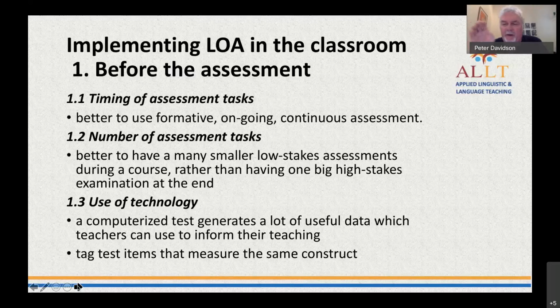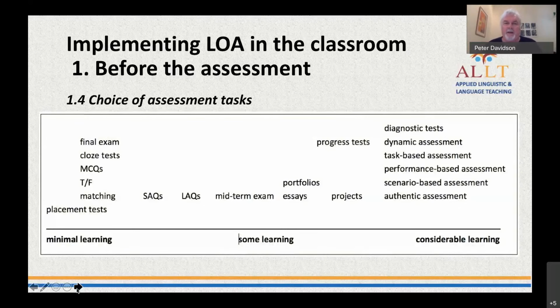So the students might have got 90% in the test, but they got all the questions on present perfect incorrect. So there's a lot of useful information that a computerized test can tell us. The choice of assessment task is also relevant. Down the bottom here, I've got minimal learning, some learning, and considerable learning, and different tasks.